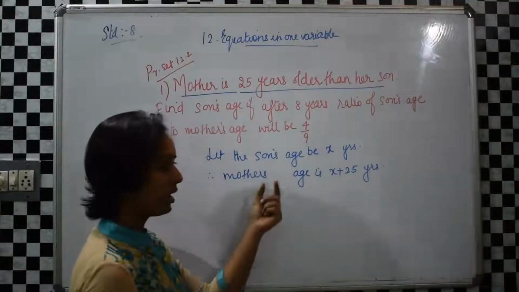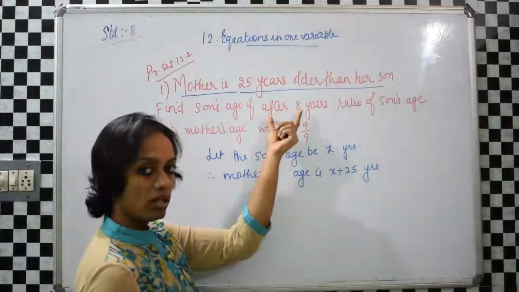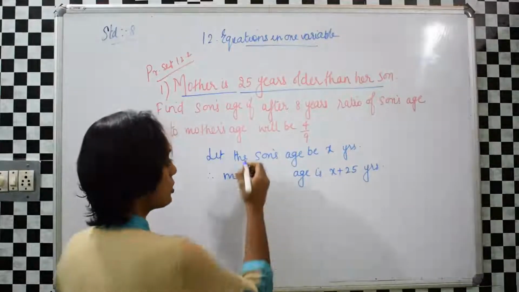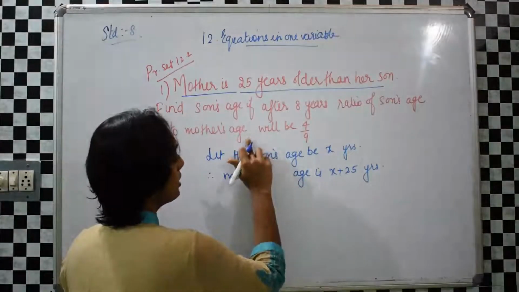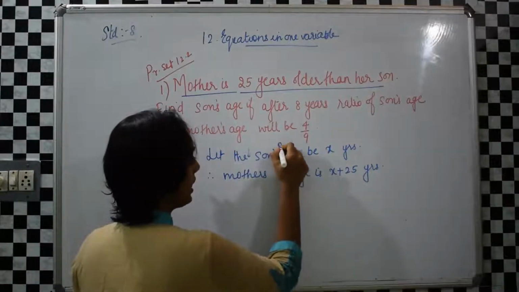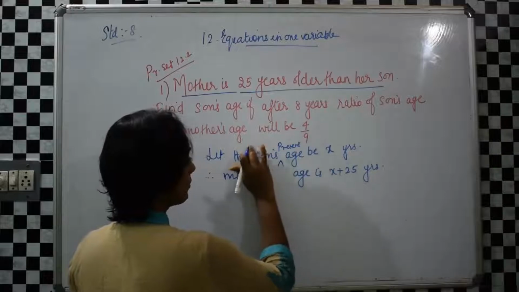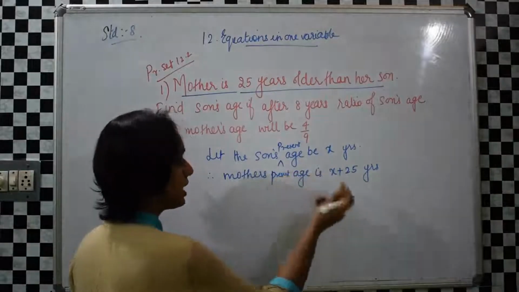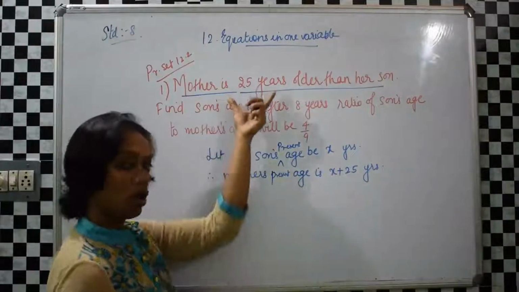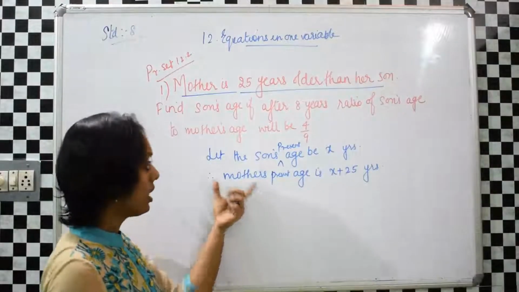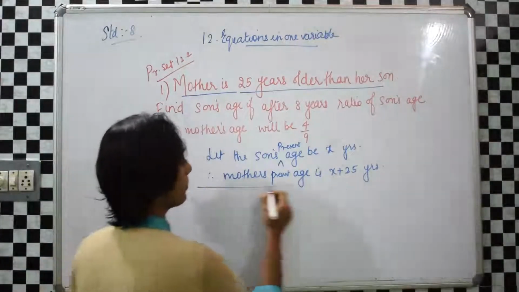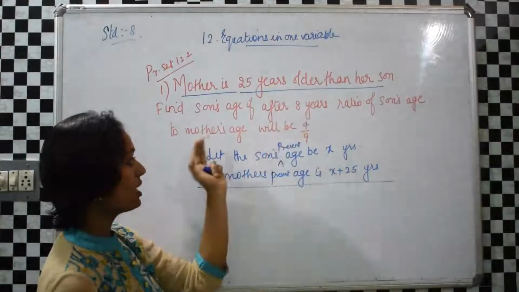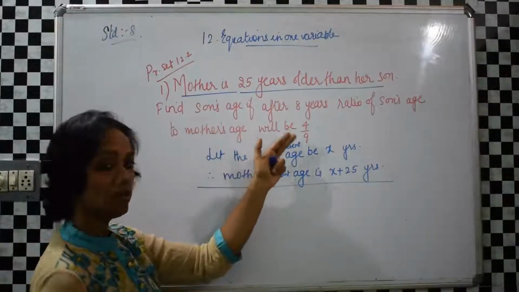Now we'll just make a small correction here. Since they have talked about 8 years after, now we have to mention here that it is the present age. So I'll write here, let the son's present age be x years and mother's present age is x plus 25 years. So this part of the sum is done. Now we will move to the next part. Find son's age if after 8 years ratio of son's age to mother's age will be 4 upon 9.